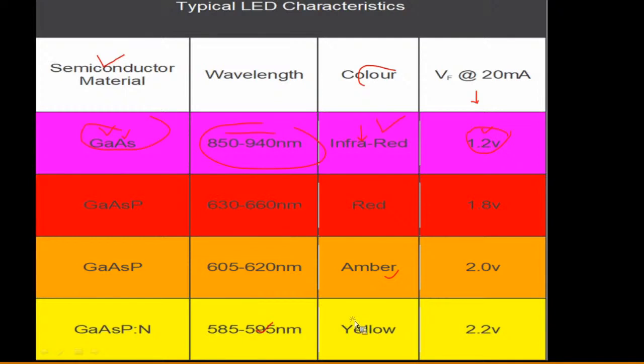With the wavelength is, this is a wavelength. The emitted color is yellow with operating voltage is 2.2 volts. Now this is the simple characteristics of your light emitting diodes.